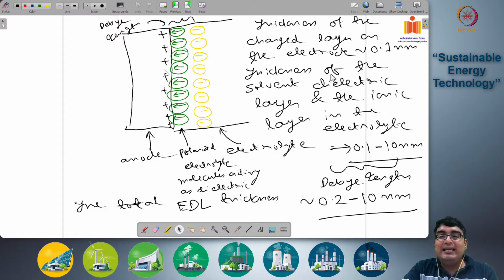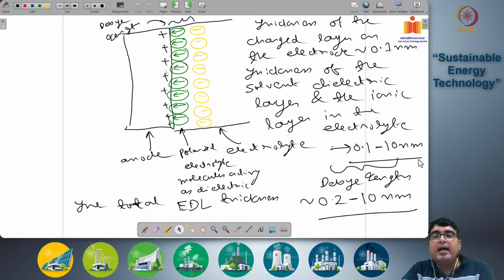Okay. And the thickness of the solvent dielectric layer and the ionic layer in the electrode, these two together, is 0.1 to 10 nanometers. So the thickness of the adsorbed electrolytic molecule and the ionic charge, these two layers together, is around 0.1 to 10 nanometers, and the charged layer on the electrode surface is 0.1 nanometers. So the total thickness is 0.1 to 10 nanometers.